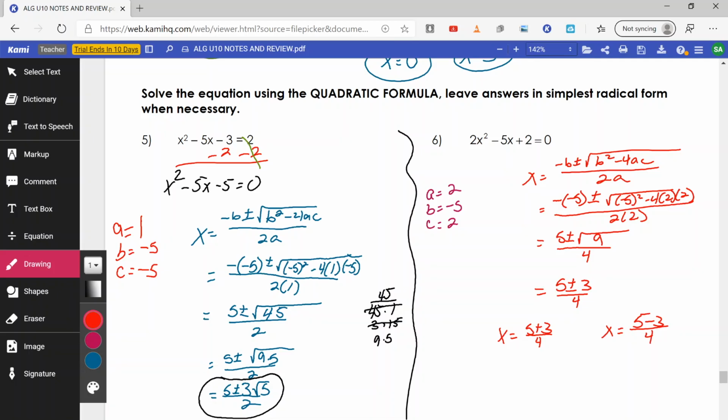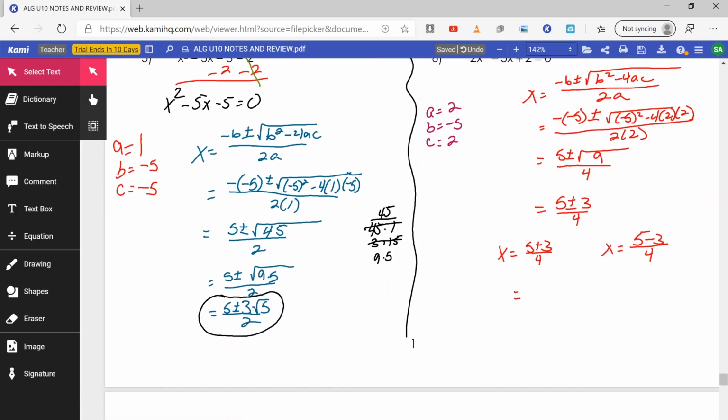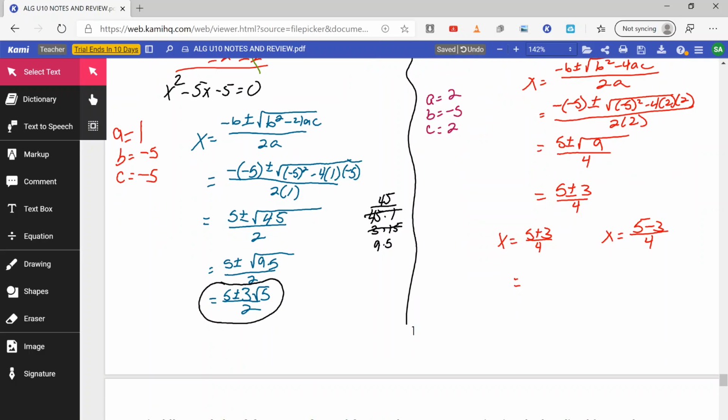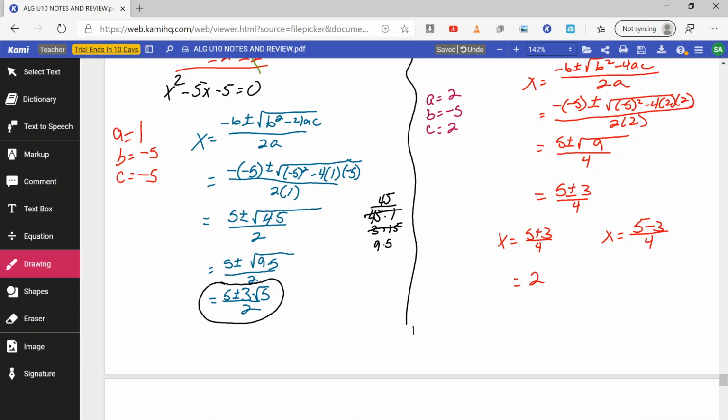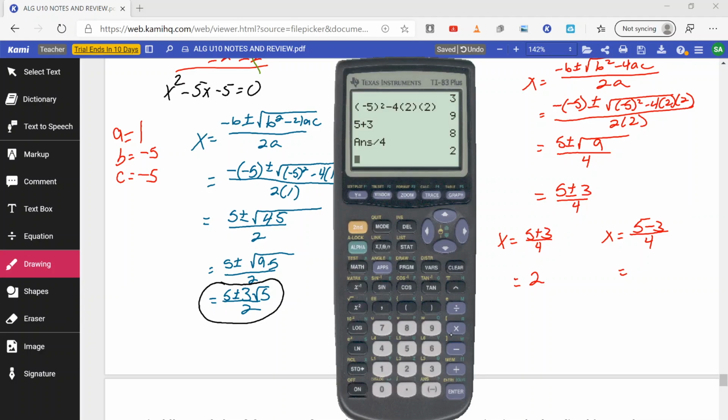So 5 plus 3, we'll do one at a time. So 5 plus 3 and then we divide by 4. So I get 2. And the other one, we do 5 minus 3 and then we divide it by 4. And I get 0.5.